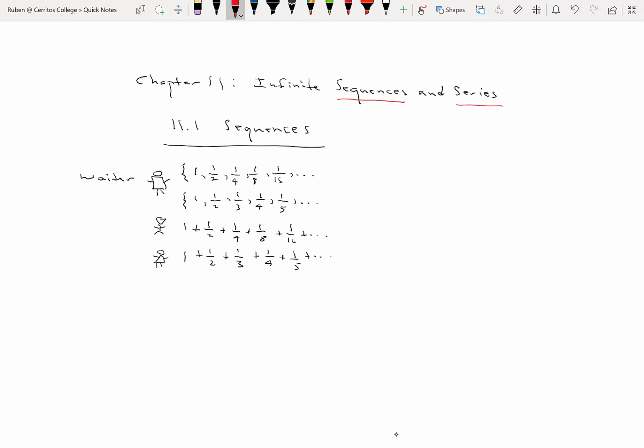Okay. I want to look a little more deeply at these sequences and series. So I'm going to write out here in red that what we have are sequences, two sequences from the point of view of the waiter, and from the points of view of the two patrons, we have what are called series.